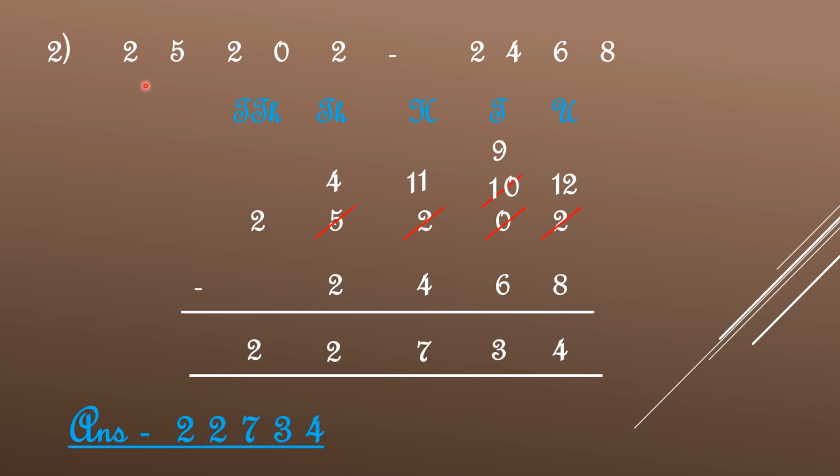22,734. I hope children you have understood the subtraction with borrowing when there is a 0 and how to do it. So I hope you have understood.